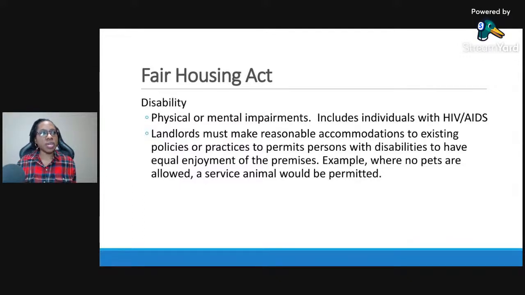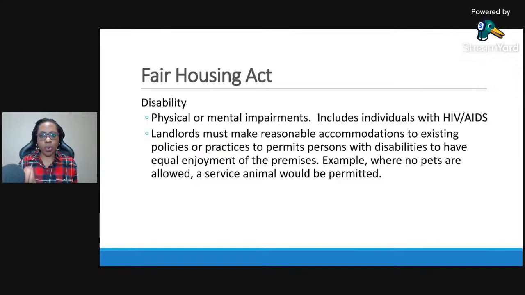Right? So, when we talk about disability, that's the next definition. So, with disability, it includes mental and physical disability and also people with HIV/AIDS. One other group that's been added recently are people with addictions. So, people with addictions too will fall under this disability.